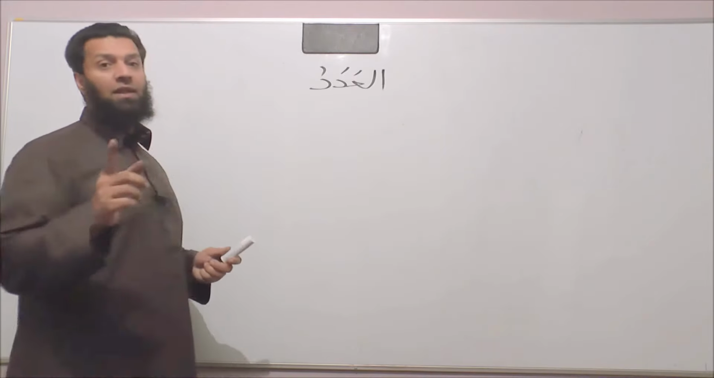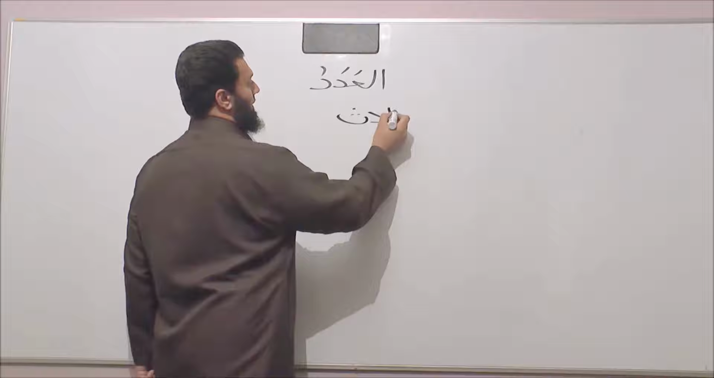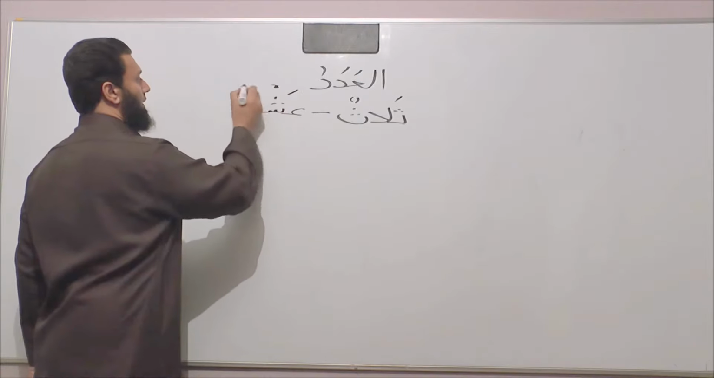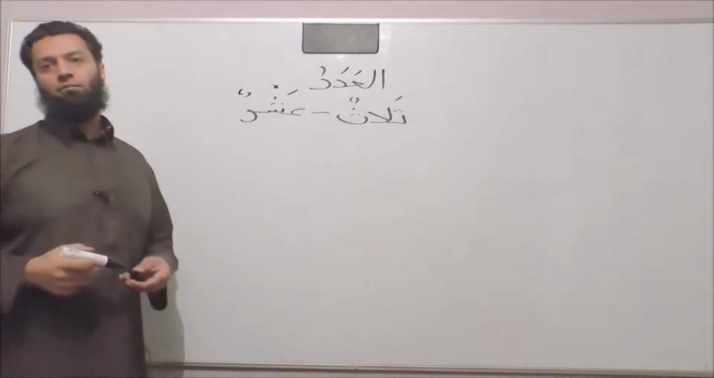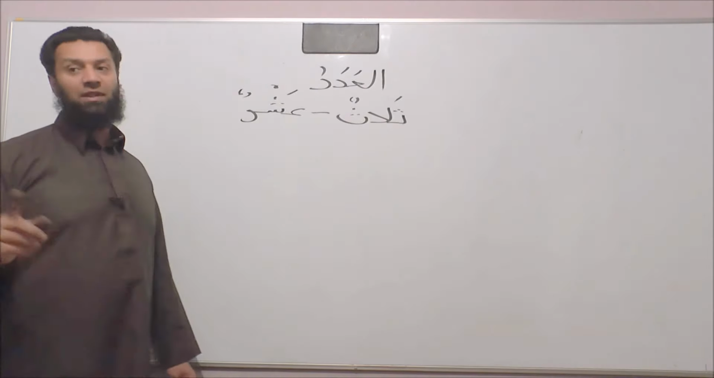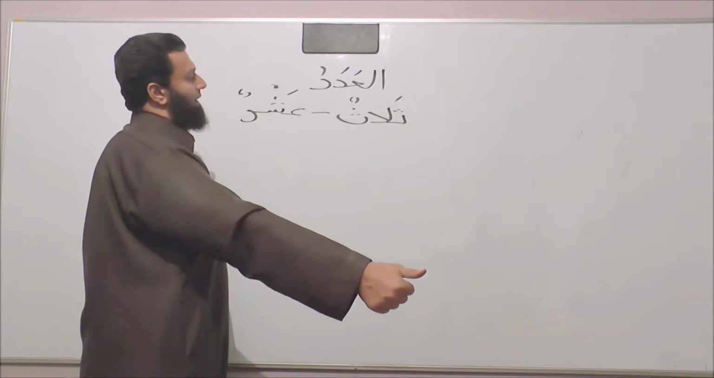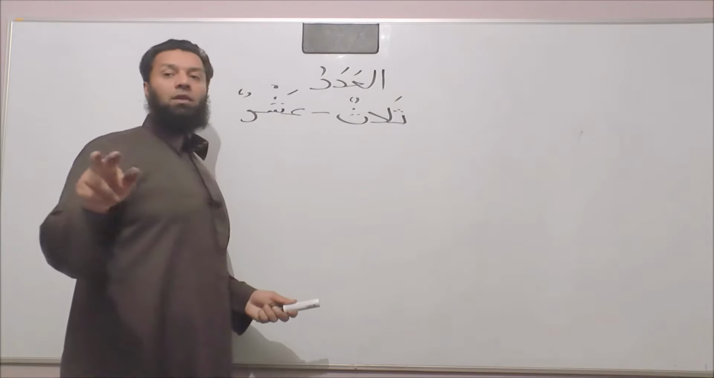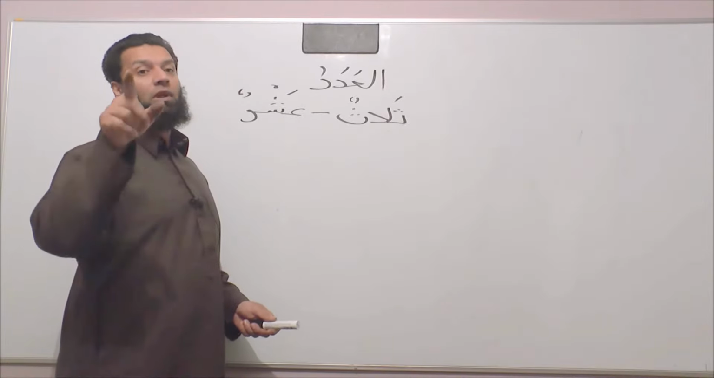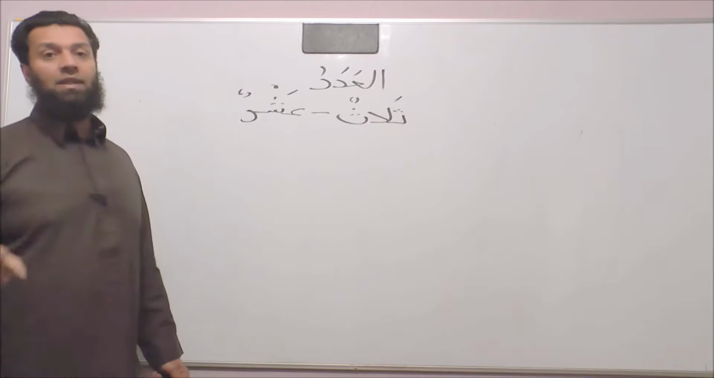Now from 3 to 10: thalathun to ashrun. So this is important now, because there's a different rule for 3 to 10. And that is, and this occurs straight away in our next story, that the relationship between the two is now an idafatun, not an ismun or mawsufun sifatun. It's not that. It's an idafatun.